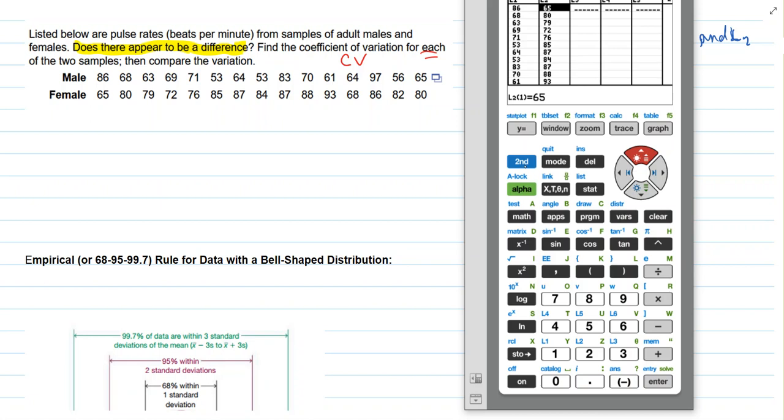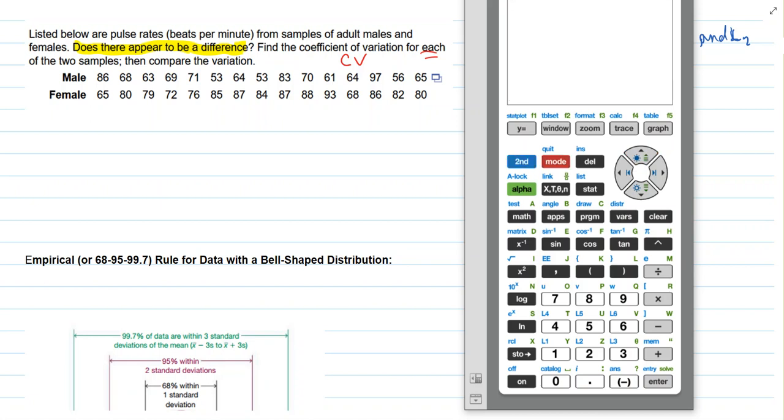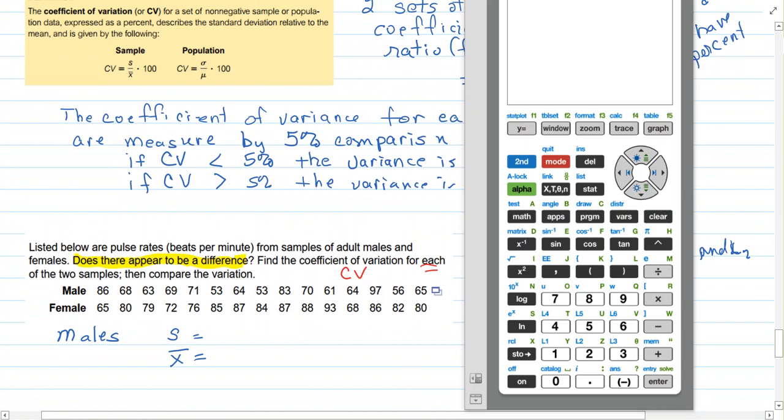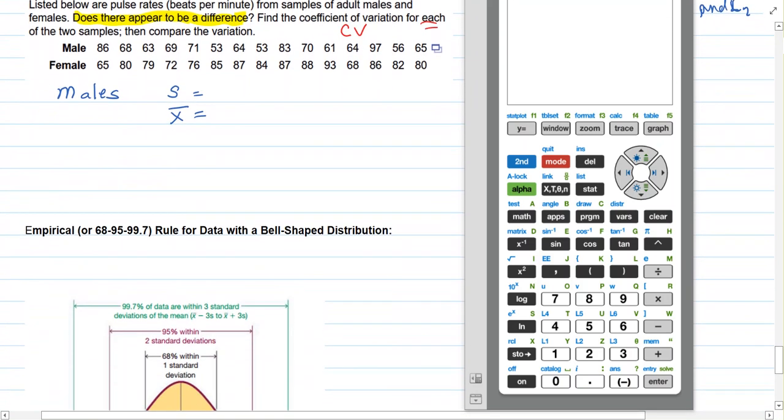Great. So I'm going to go on my home screen, and we want to find the two things we need, which is a sample. So for the males, we need the S, and we need the X bar for the data, because it's a sample, because that's what our coefficient is, S over X bar. Okay, oh, well, I'm not going to do the formula, so I'll just put the X bar. Sorry about that.